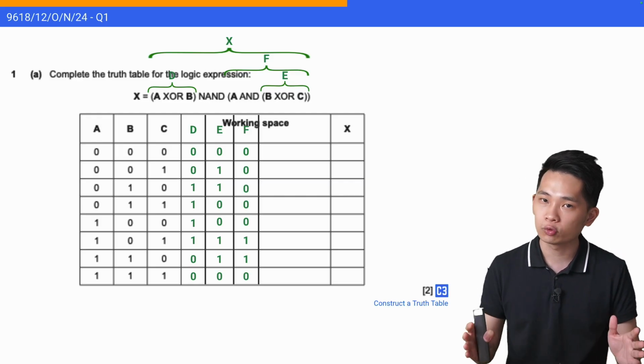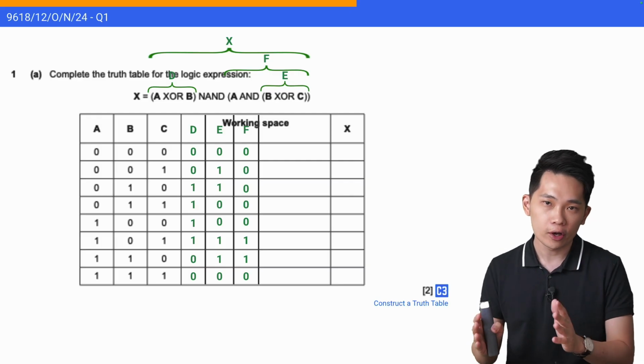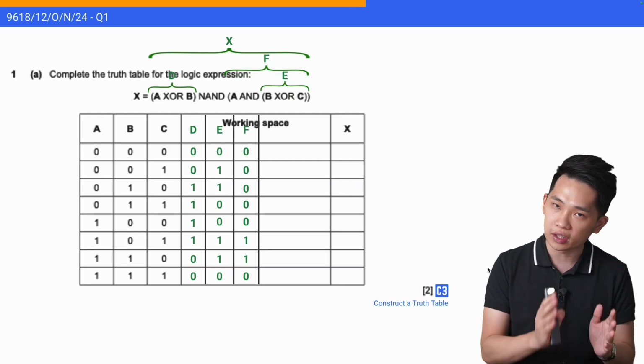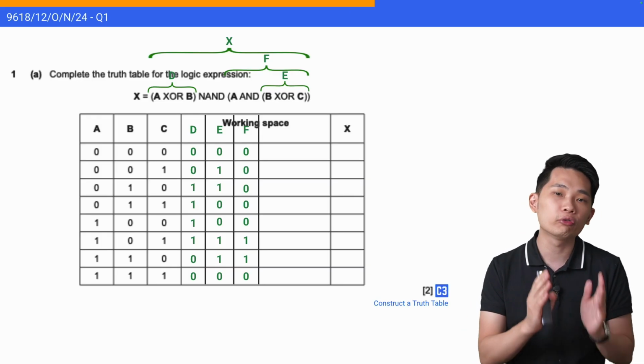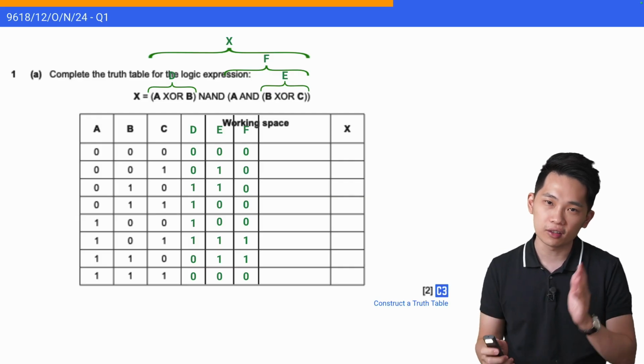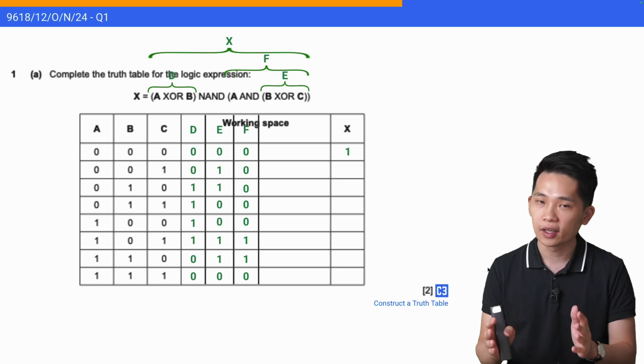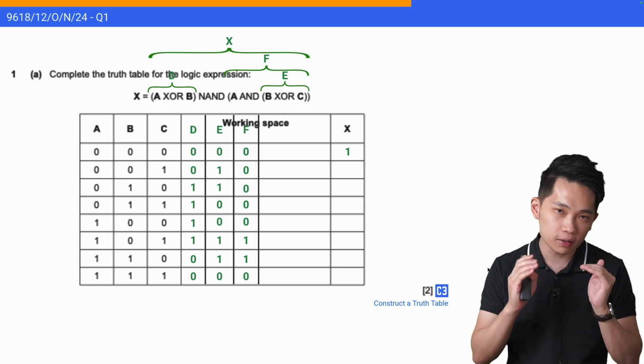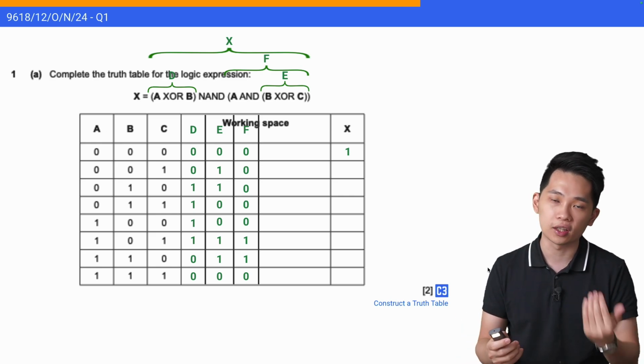Finally, for X, it will be just D NAND F. So we will use the value from column D and column F. Since both D and F are 0, 0 NAND 0 will result in 1 for the first row of X here. Then as usual, we will repeat the same process for the remaining rows, resulting in the solution here.